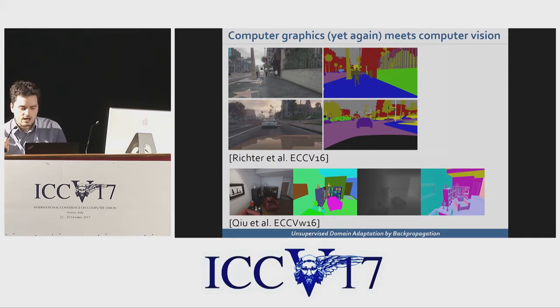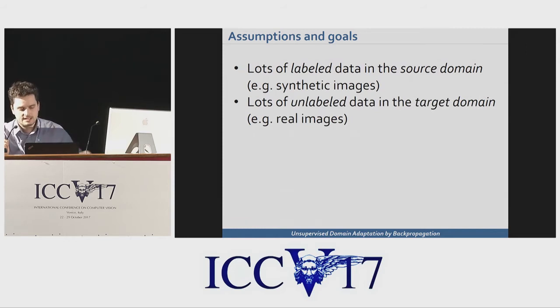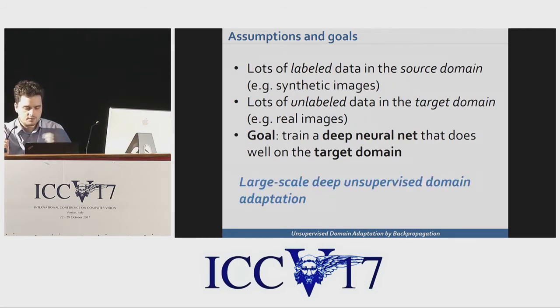So today, I will consider the following scenario. Let's assume that you have lots of labeled data in the source domain, like synthetic images. Let's assume that you have lots of unlabeled data in the target domain, for example, real images. And your goal is to train a deep network which does well on the target domain. Such a scenario is called unsupervised domain adaptation.